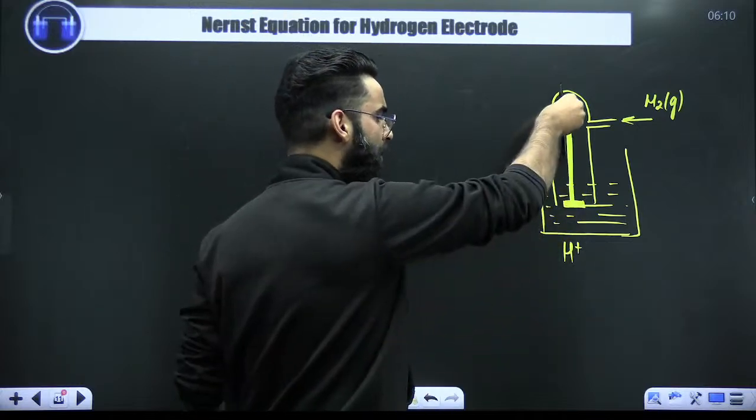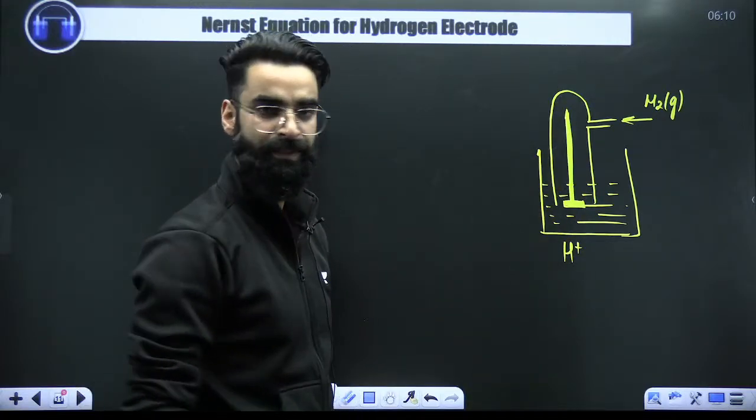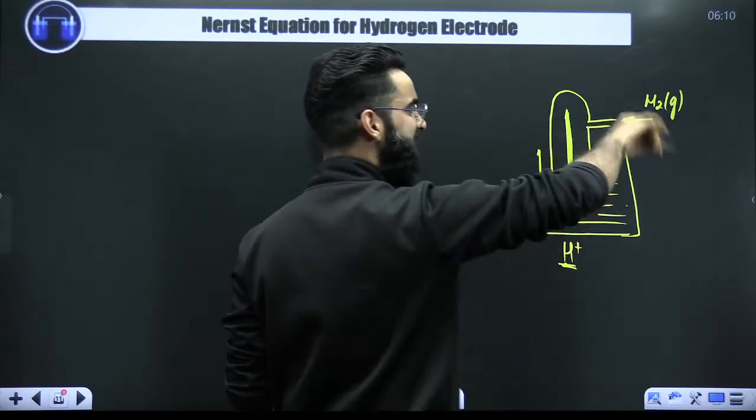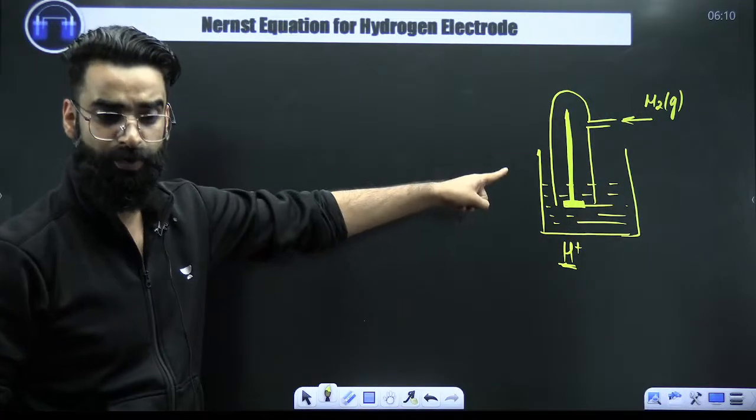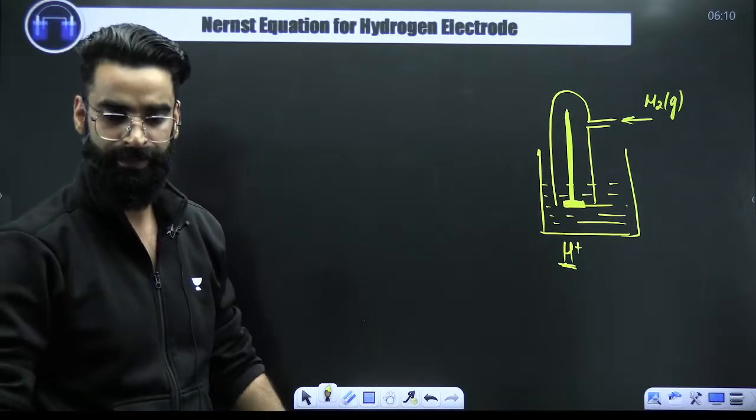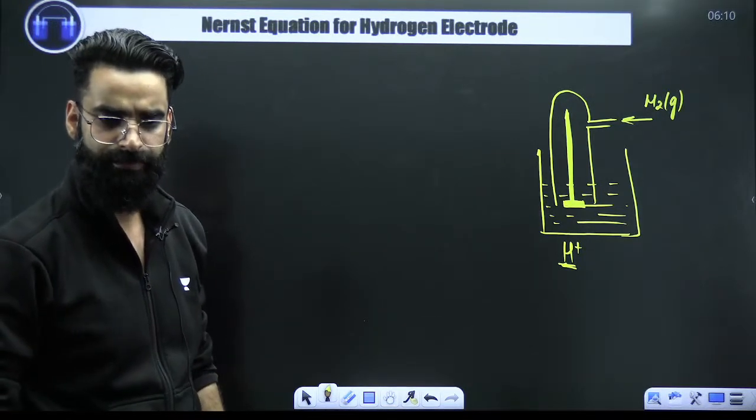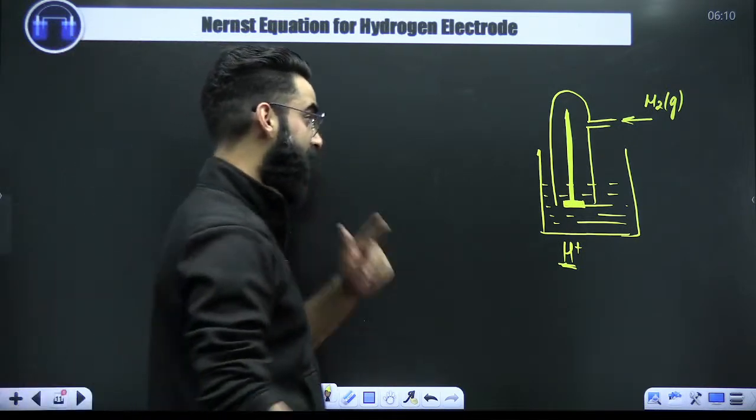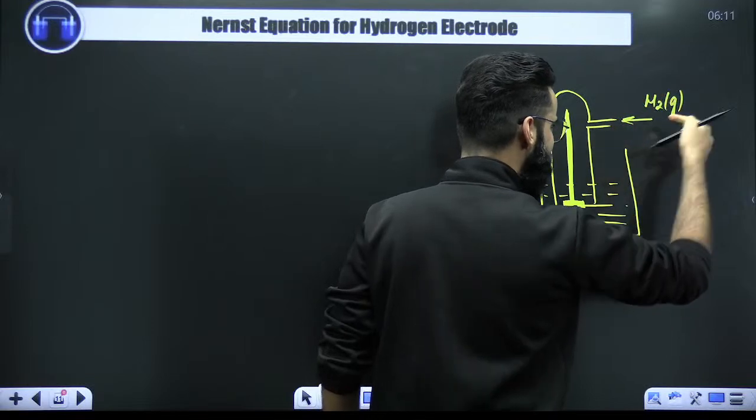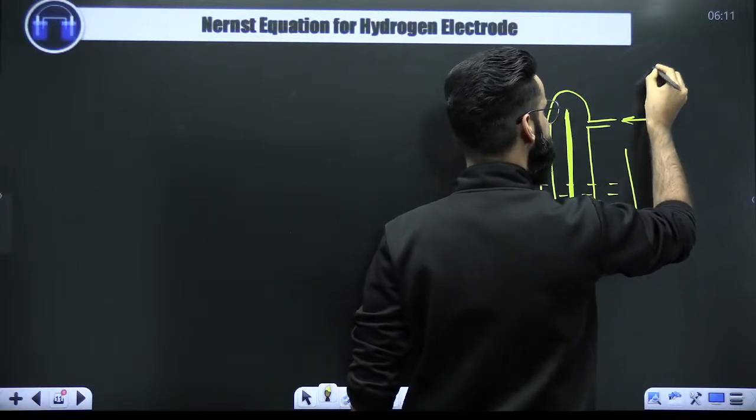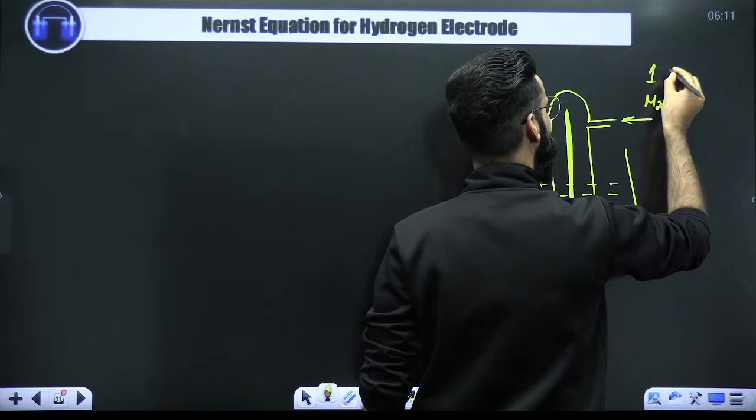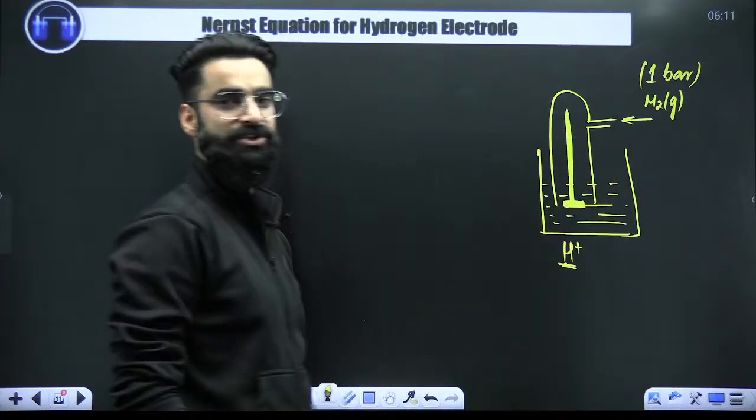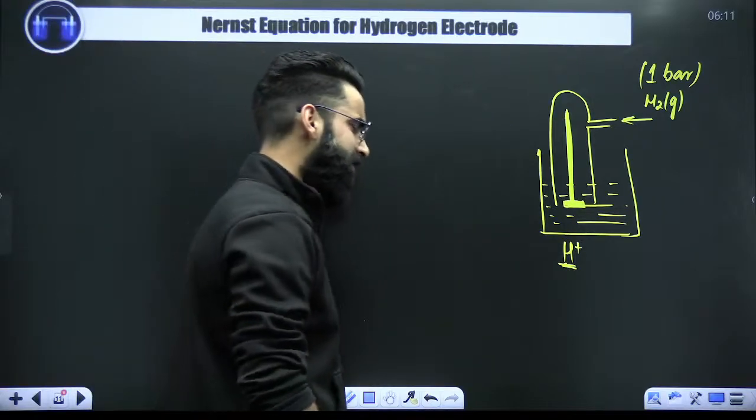Now put this hydrogen rod and introduce it in H positives, right? So the hydrogen rod is introduced into its own ions. This whole setup I'll be calling an electrode. Now which electrode is this? This is the hydrogen electrode. Now tell me one thing. Imagine the pressure at which I'm introducing H2 gas is, for example, 1 bar. Imagine that's 1 bar, right?